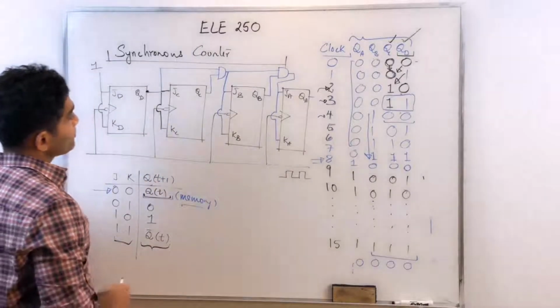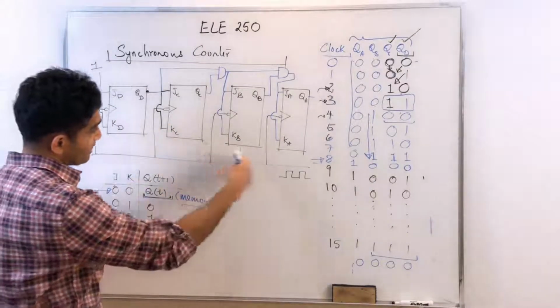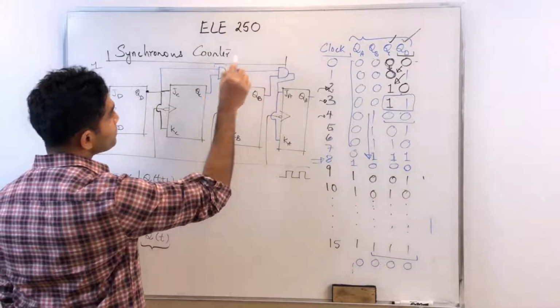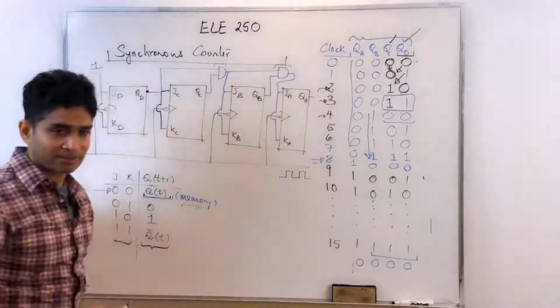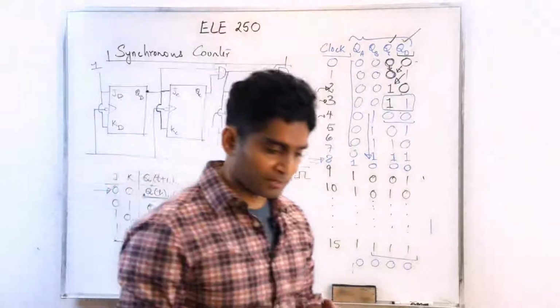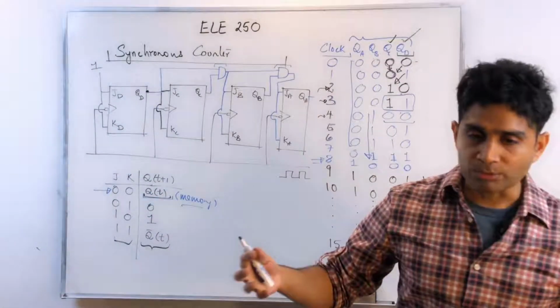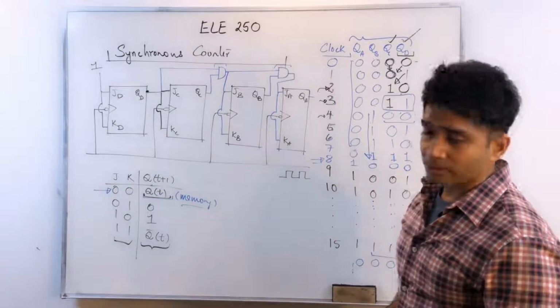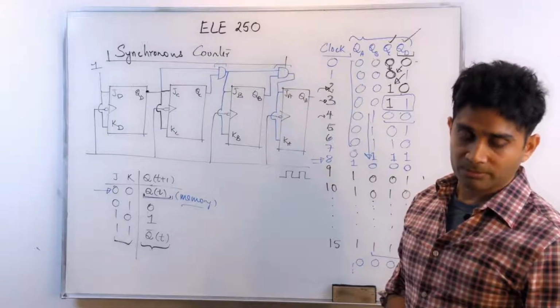Now, as you can see here, that's synchronized with the master clock. The only propagation delays I have to worry about are through these individual gates, which is not going to be very significant. So I can actually construct a large counter using the synchronous counter method.